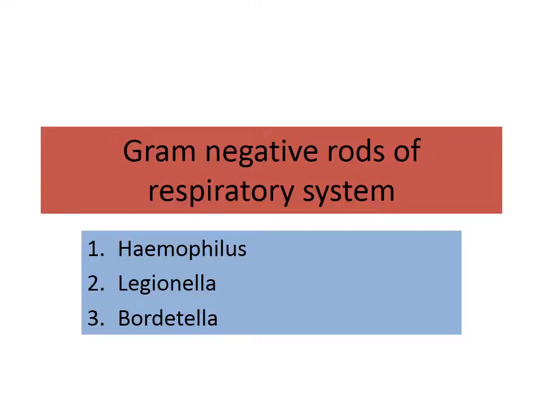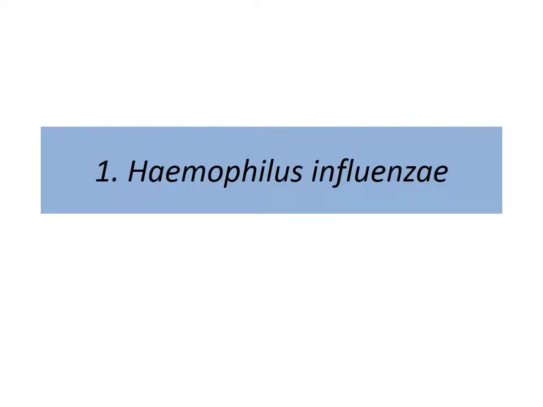Now, classically, when we talk of gram-negative rods of the respiratory system, these are the 3 major bacteria that we usually think of: Hemophilus, Legionella, and Bordetella. So let's take Hemophilus as the first one. As it suggests, Hemophilus influenzae, suggesting to you that it's something to do with influenza, but it's nothing to do with flu.